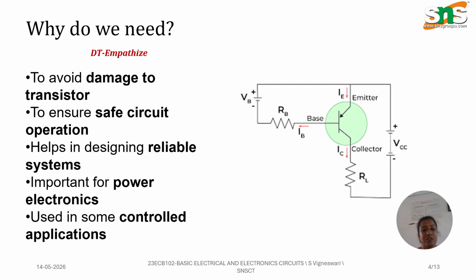First, let's discuss why we need to study breakdown. Understanding breakdown is important because it helps us avoid transistor damage, ensures safe circuit operation, and improves the reliability of the electronic system. In power electronics, transistors handle high voltage and current, so designers must know the breakdown limit before designing the circuit. Interestingly, breakdown is not always harmful. In some devices, like the Zener diode, breakdown is intentionally used for voltage regulation and protection circuits.